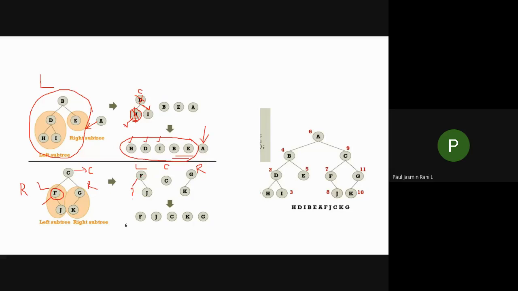So after completing this A, I am going to print this F. Now F is printed. After printing this F, what do I have to do? I have to move on to the right side, because the left subtree is over and the root is also over. Then I have to go for the right subtree.